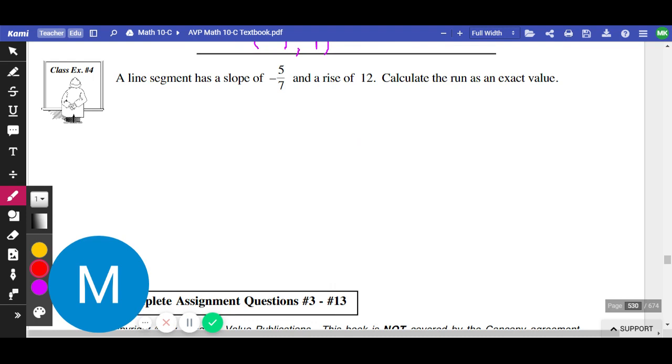A line segment has a slope of -5 over 7 and a rise of 12. Calculate the run as an exact value. All right. They've given you a slope. We know that slope equals rise over run.